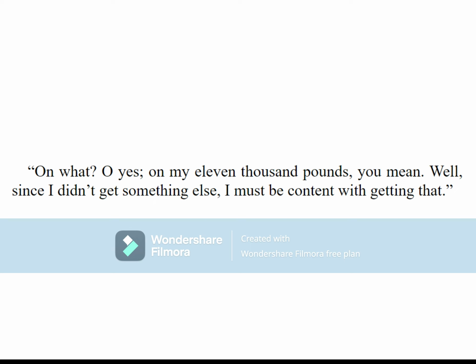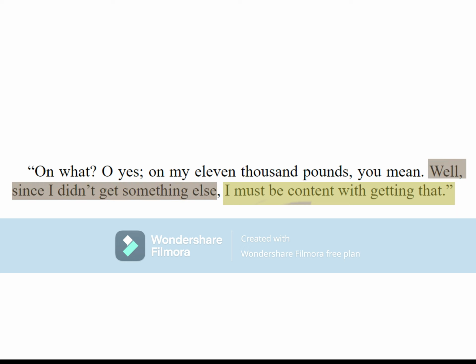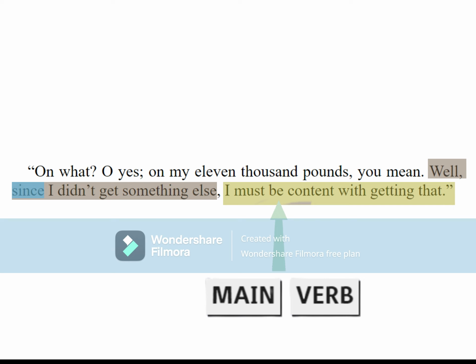Our next sentence is, well, since I didn't get something else, I must be content with getting that. Our main clause is, I must be content with getting that, and our dependent clause is, well, since I didn't get something else. In addition, since is our subordinator, and since is a subordinating conjunction.